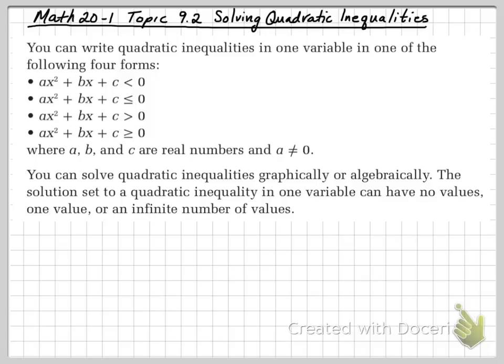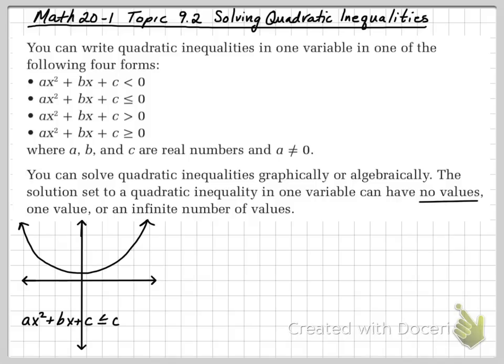You can solve quadratic inequalities graphically or algebraically. In part A, we're going to be solving them graphically. The solution set to a quadratic inequality in one variable can have no values, one value, or an infinite number of values. Well, what is that going to look like?